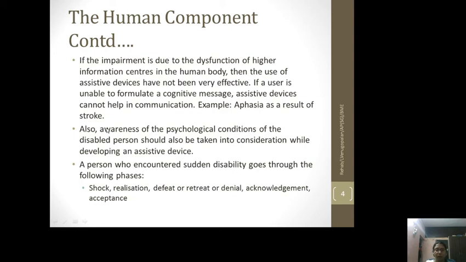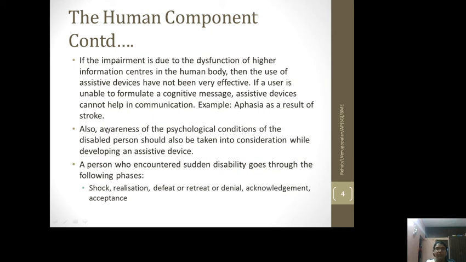Also, a person who has encountered sudden disability goes through quite a lot of stress, quite a lot of phases. So the first phase is actually shock. Often they are under the impression that this is just a bad dream, and then I'll wake up and everything is going to be normal. That's the shock. And then they realize that no, this is actually true. This has happened to me. And then they end up being defeated or retreated. They say, oh dear, this has happened to me, and then they're in denial, saying no, no, no, this can't be true, because they're just not able to accept that they're disabled.